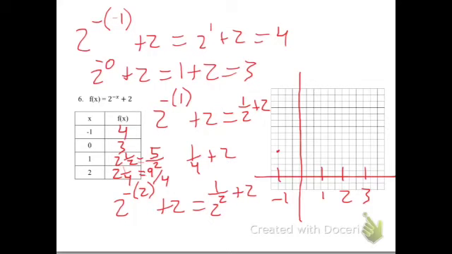I got the point 0, 3, so put in 0, 3. And then I got the point 1, 2.5. So 1, 2.5. And then the point 2, 2.25. So 2, 2.25. And you notice this one's not really increasing that quickly, or I mean decreasing that quickly. But, you know, that happens with that negative exponent there and the +2. Okay, all done.